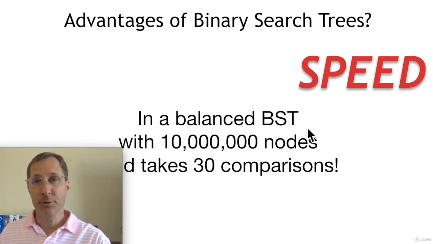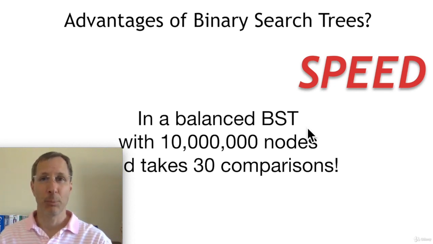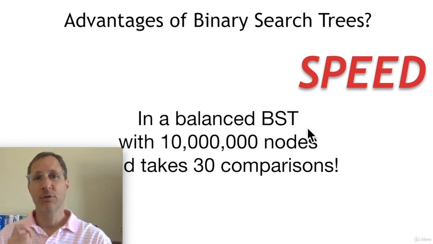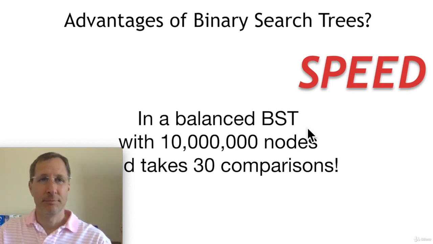So in a balanced binary search tree with 10 million nodes, you can do all of the insert, delete, and find functions in as little as 30 comparisons. That's incredible. So trees are extremely fast. Now let's take a look at how to implement trees.